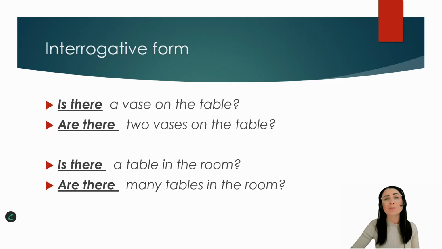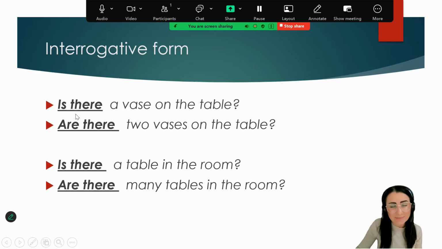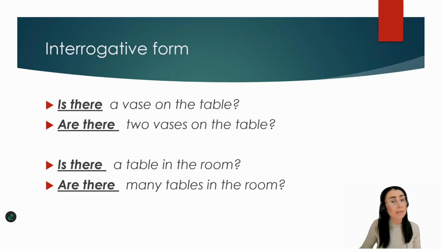How to make interrogative form, a question form. Of course, to make questions in English, we should change some places. In this case, we change places of the verb to be and there. So, if we had there is in positive form, in interrogative, we will put is in the beginning. Is there a vase on the table? Are there two vases on the table? Is there a table in the room? Are there many tables in the room?